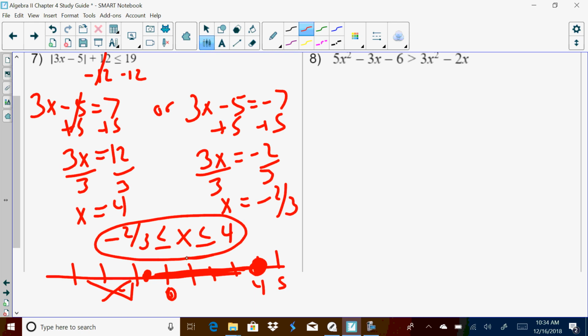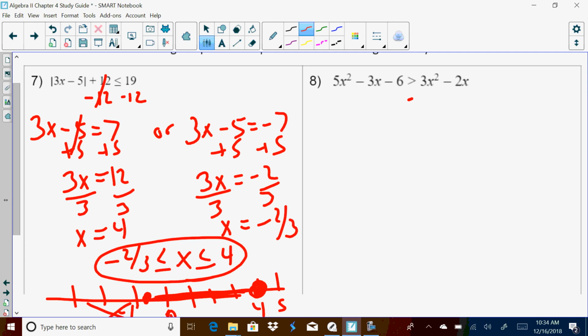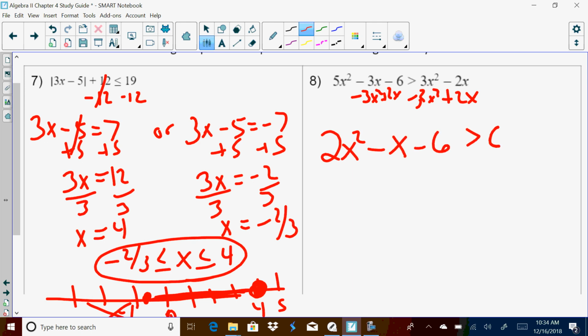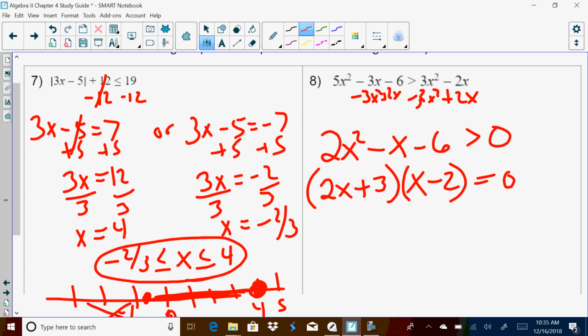For problem number 8, I started by moving everything over to the other side. So I subtracted 3x squared and added 2x. So I ended up with 2x squared minus x minus 6 is greater than 0. So then I factored it and got 2x plus 3 and x minus 2. So my boundary points are going to be -3/2 or 2.